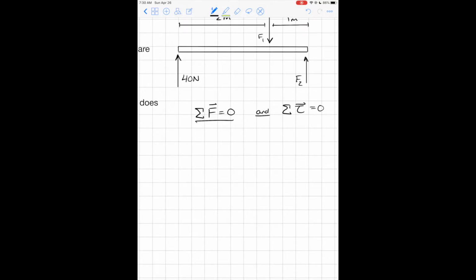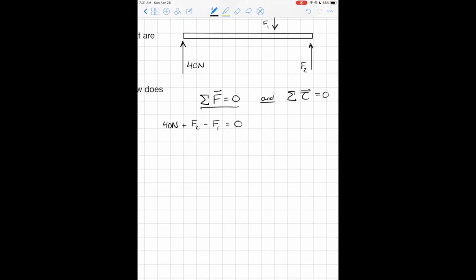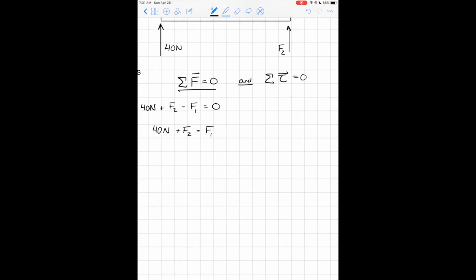I have two forces going up, one force going down. So if I think about the sum of my forces, I'm going to have the 40 newtons going up plus my F2 minus my F1, since it's pointing down, equals 0. The sum of all three of these needs to equal 0. So I need to solve for one in terms of the other. I'm going to just throw F1 on the other side: 40 newtons plus F2 equals F1. That's as far as I can go.